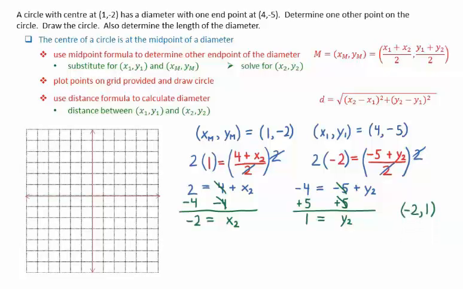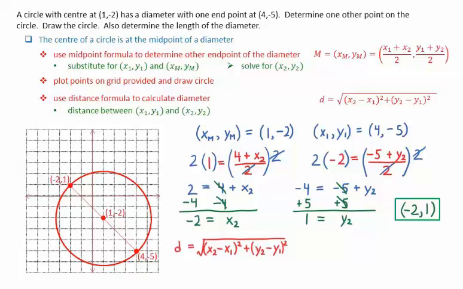We can then plot the circle. First, the center of the circle at (1, -2), the endpoint that we were given at (4, -5), and the endpoint that we've just calculated, (-2, 1). Connecting these with a circle, and then we want to find the diameter. The distance between those points, (-2, 1) and (4, -5).